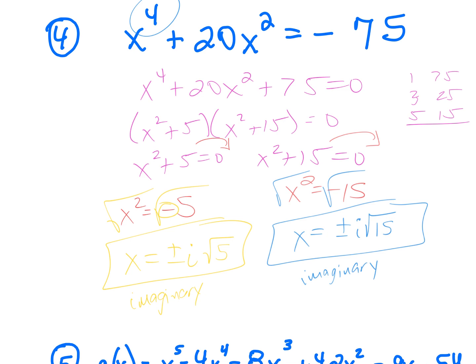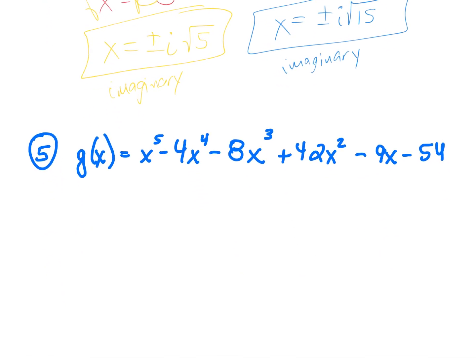But remember, rational and irrational are real numbers. They don't have i's in them. All right, let's look at this last one. This one's a doozy. This was on WebAssign. Some of you might have had this exact problem or something like it.